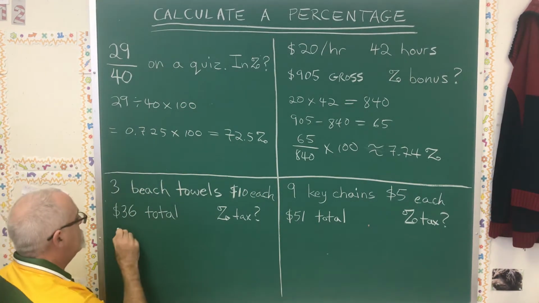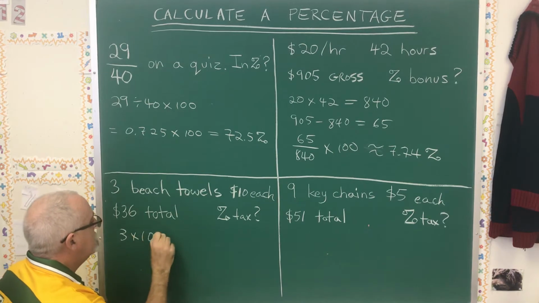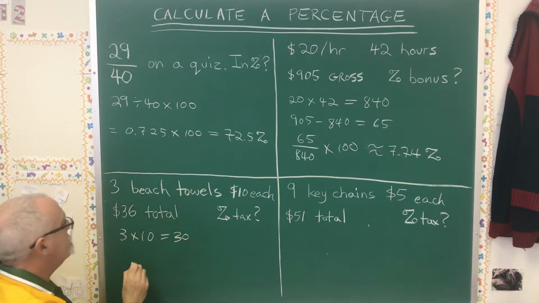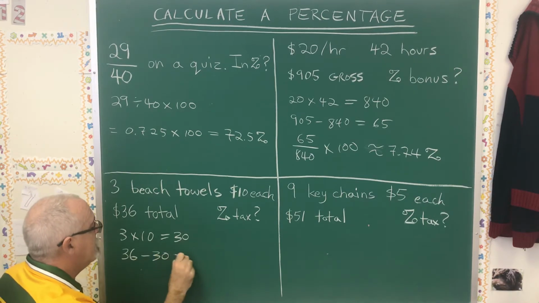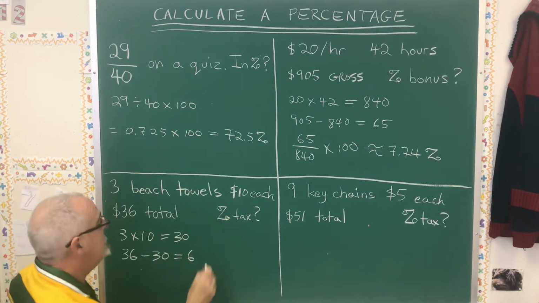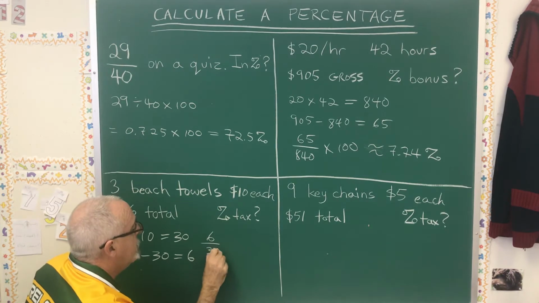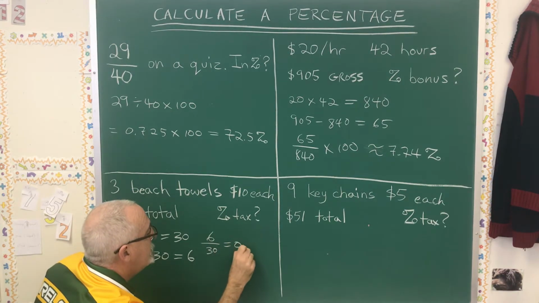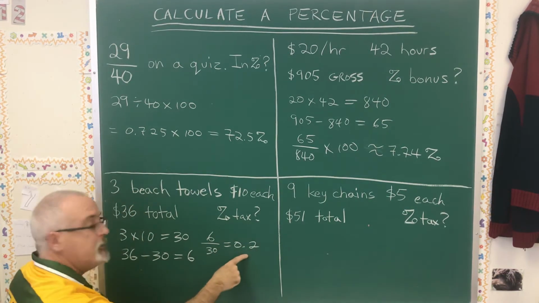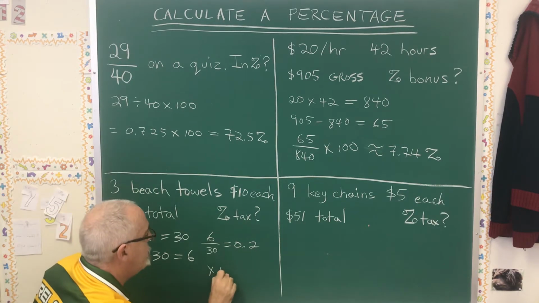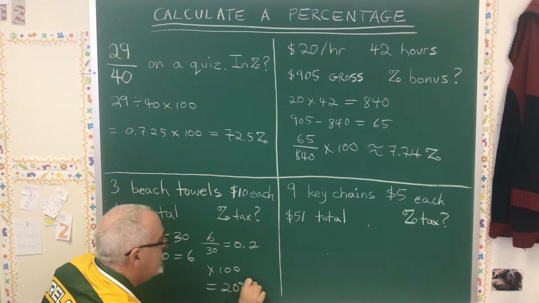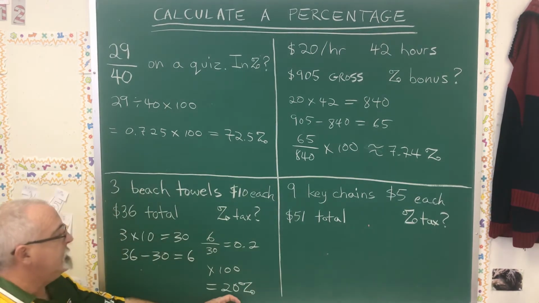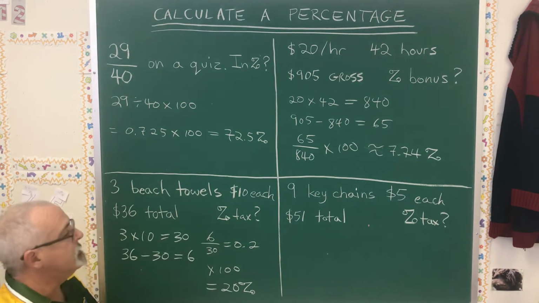The 3 beach towels cost $30. The difference between the 36 that I was charged and the 30 I expected to pay was $6. When we take 6 and divide it by 30, we get 0.2, but we multiply by 100 and we get 20%. It means that a 20% tax was charged on my purchases.